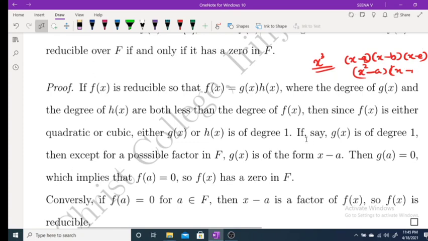Then either g(x) or h(x) is of degree 1. If g(x) is of degree 1, then it gives a possibility of a linear factor in F. Okay, so suppose g(x) is of degree 1, then g(x) is of this form, x minus a. And then g(a) must be equal to 0, which implies f(a) equals 0. So f(x) has a zero in F.